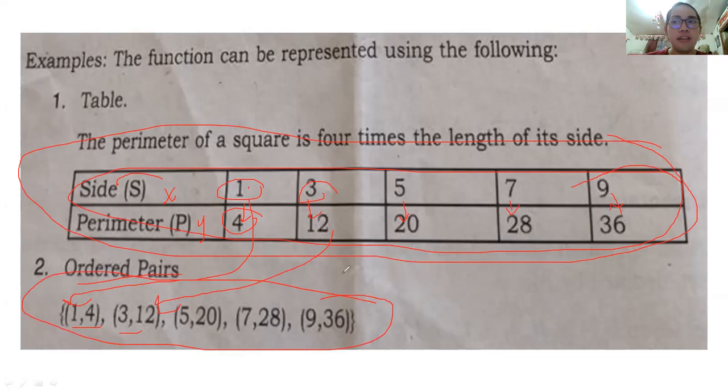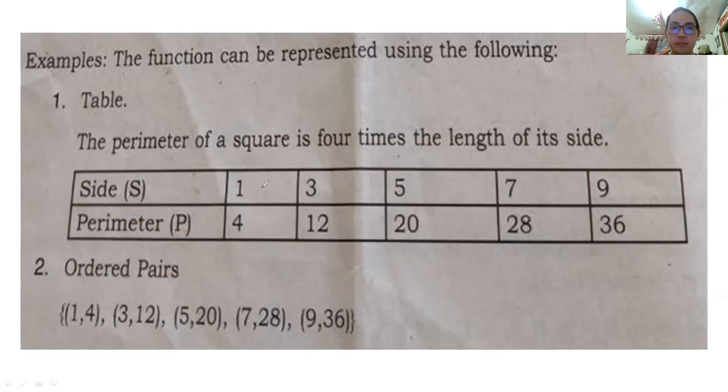Okay, now, as I said a while ago, a function has a unique value of your x. So I want you to focus here. Look at your x. These are your x, right?